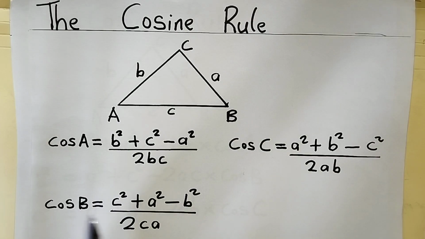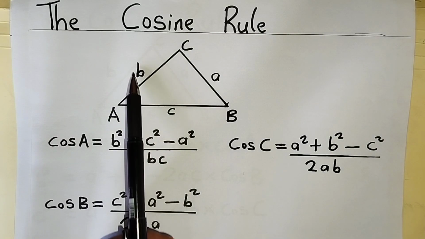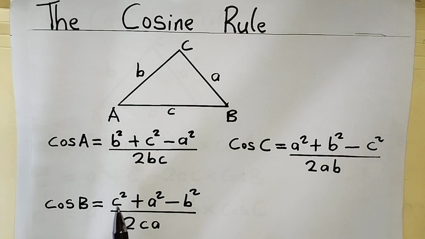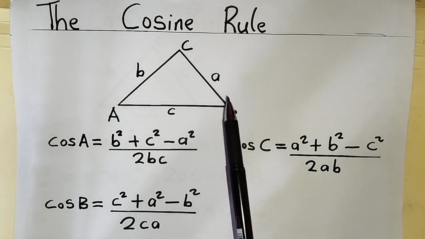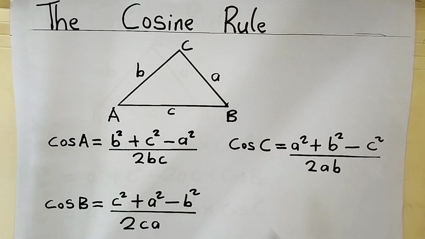Even for cos B, we find the sum of the squares of the sides which contain angle B. In this case, it's c squared plus a squared, minus the square of the side which is opposite angle B, which is this b, over 2 multiplied by side lengths c and a, which contain our angle B in between them. So that is the alternative form which we can use for finding an angle using the cosine rule.